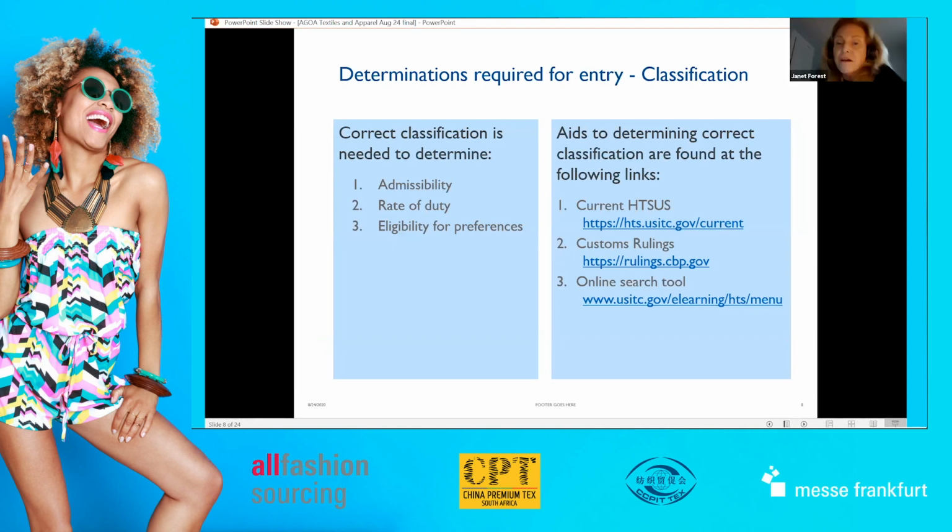If you look on this slide, you'll see that there is a link to the current US harmonized system schedule. And that it's important to go to the current version because it changes frequently during the course of the year. The next is customs rulings, which are also important to look at. They can help you a lot if you are in doubt about what classification provision to use. And also the final one is an online search tool provided by USITC, the International Trade Commission.